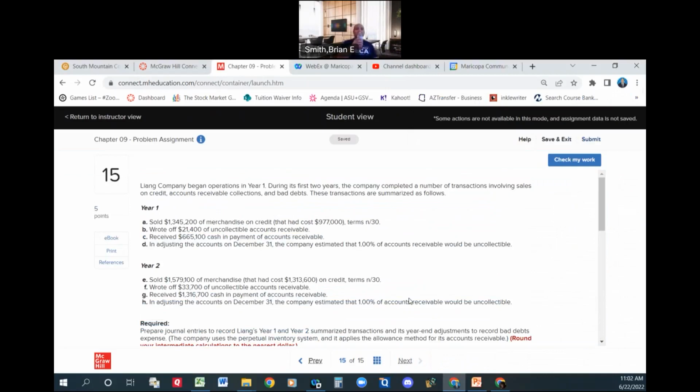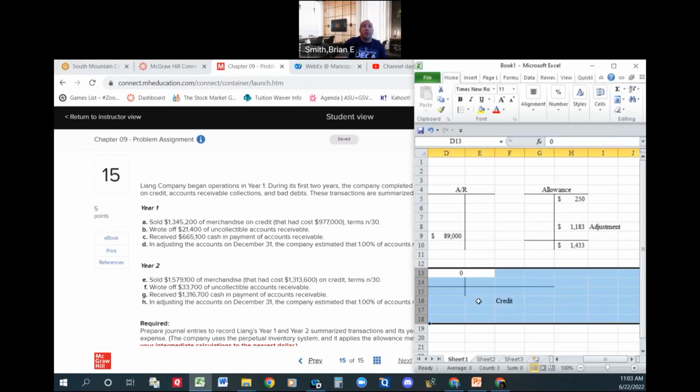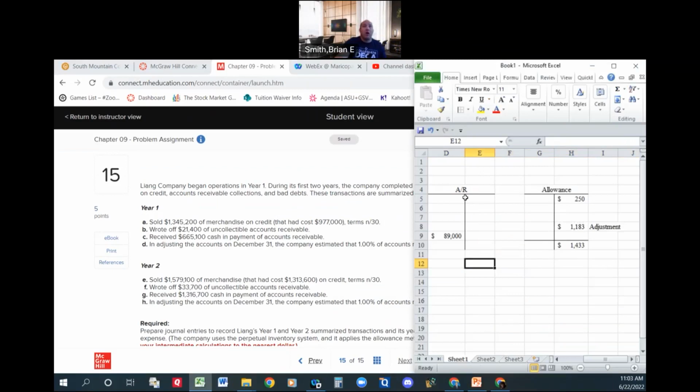All right, the last one is a doozy, and it's meant to be a doozy. I do this very much on purpose. This is the last one. It's a hard one. You're going to have to go through 2 years. And I recommend doing it this way, where we're gonna track our accounts receivable and our allowance for doubtful accounts.